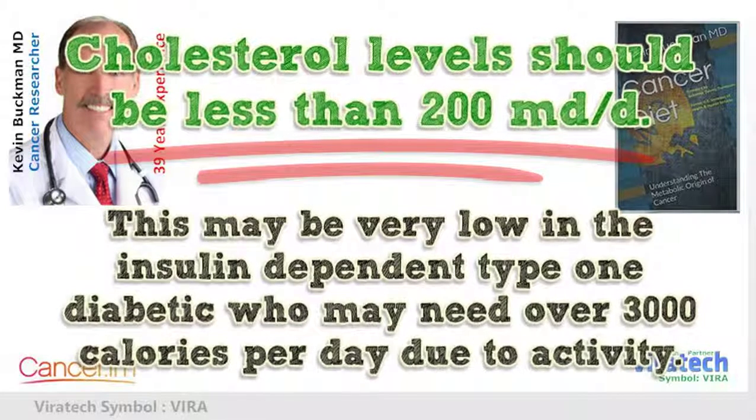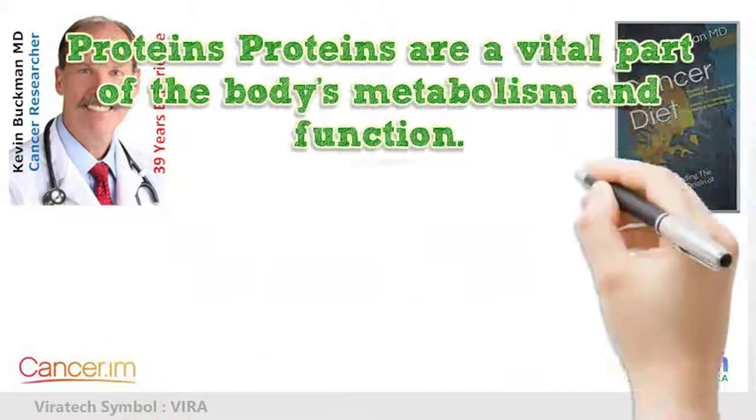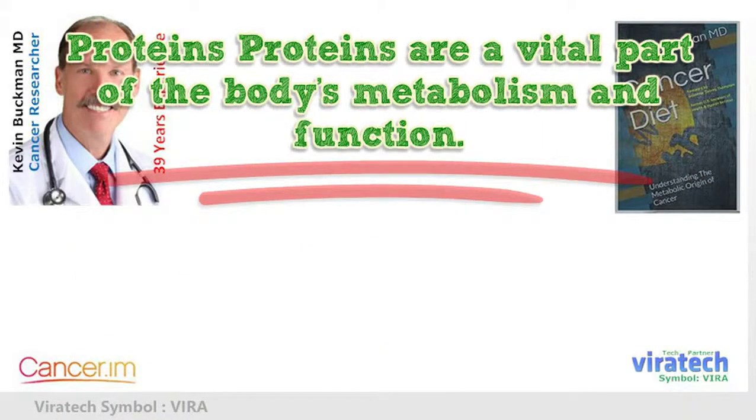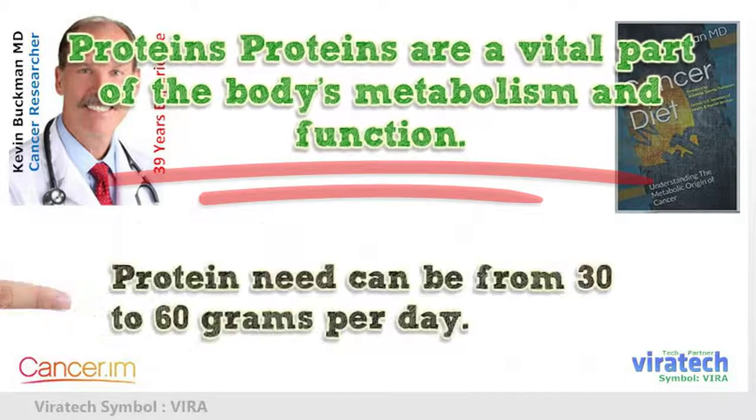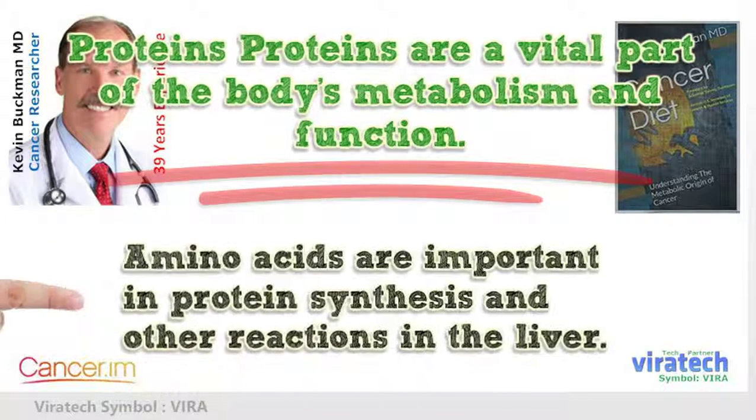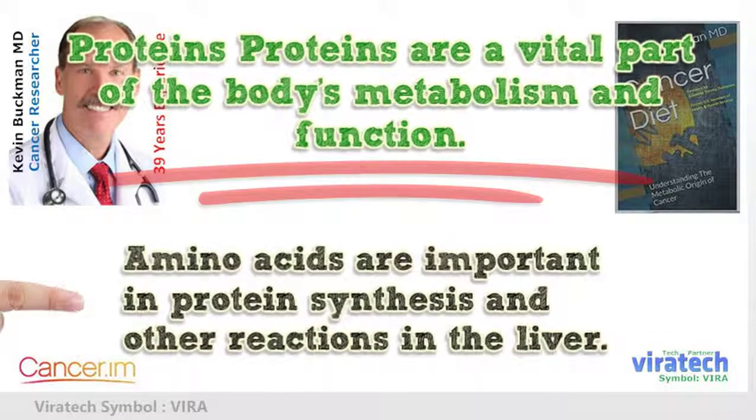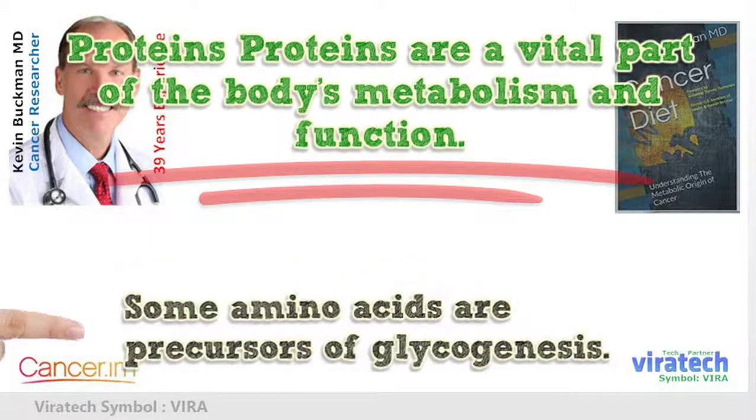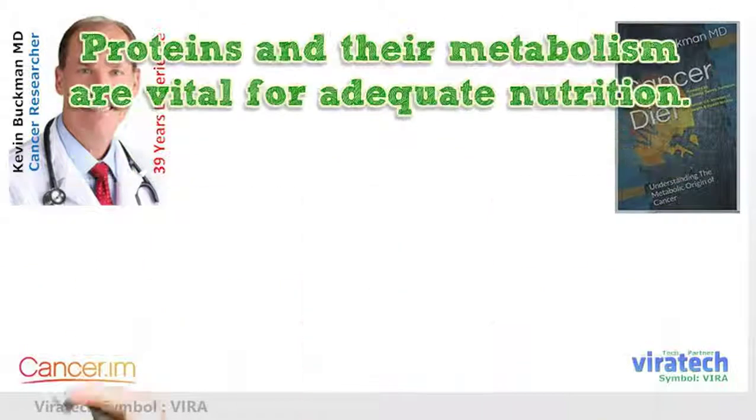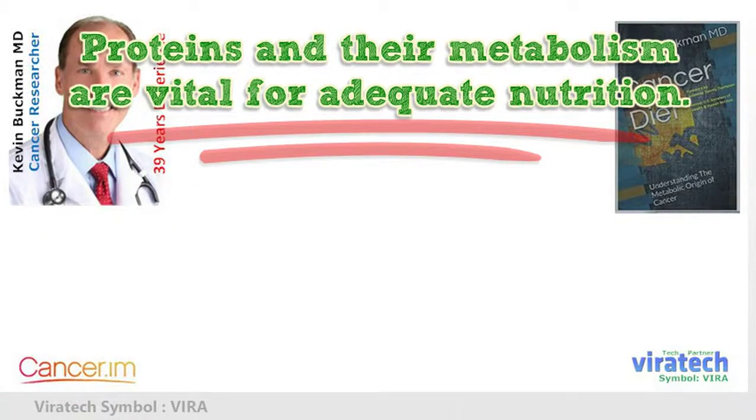Proteins. Proteins are a vital part of the body's metabolism and function. Most plasma proteins are produced in the liver, except for the immunoglobulins. Protein need can be from 30 to 60 grams per day. Amino acids are important in protein synthesis and other reactions in the liver. Some amino acids are precursors of glycogenesis. Proteins and their metabolism are vital for adequate nutrition.